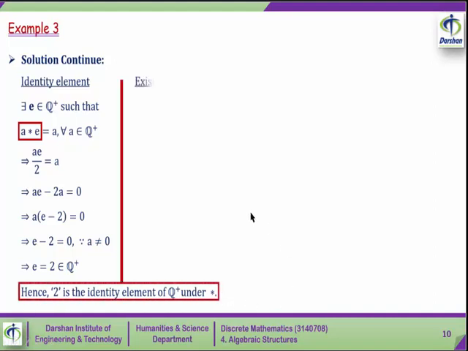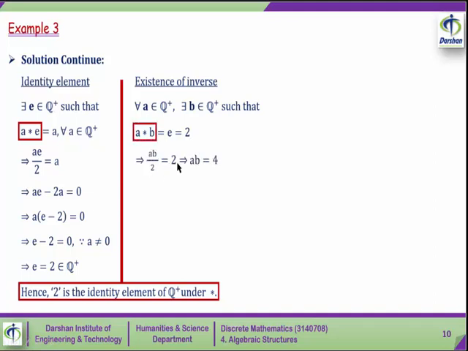Now fourth property, existence of an inverse for each element of Q plus. So by definition for every A from Q plus there exists B from Q plus such that A star B is equal to the identity element, which is 2. Now A star B is A into B by 2, so it is equal to 2, implies A into B is equal to 4, implies B is equal to 4 upon A. So here B is nothing but the inverse of A. So B is equal to A inverse is equal to 4 by A.